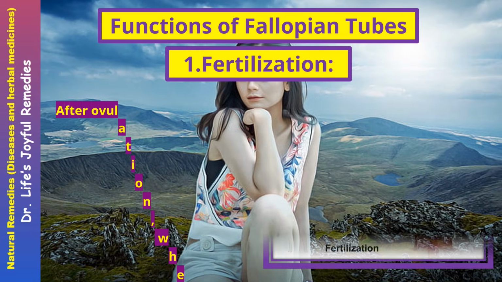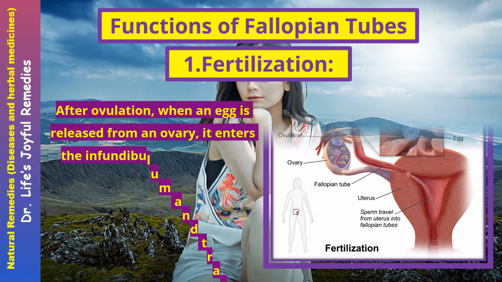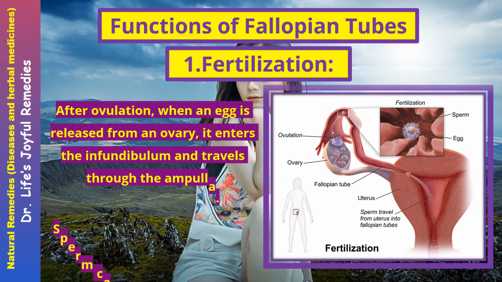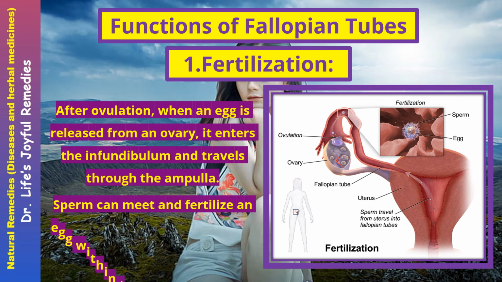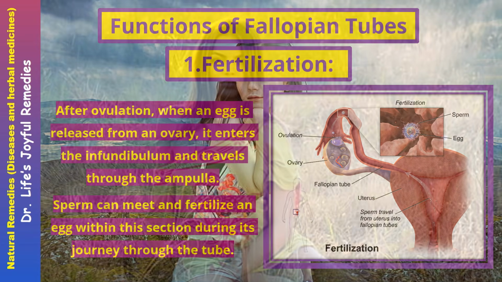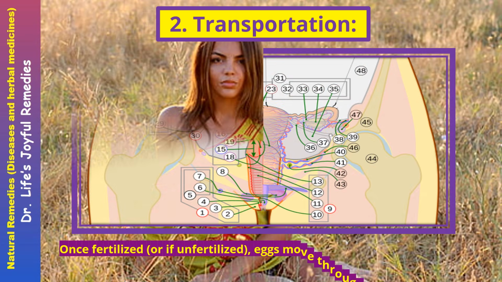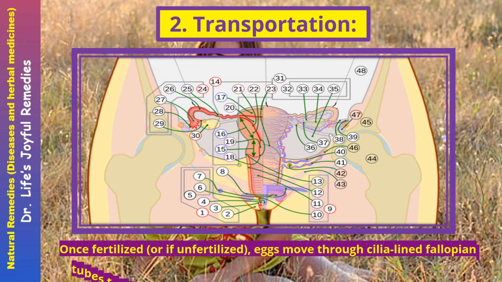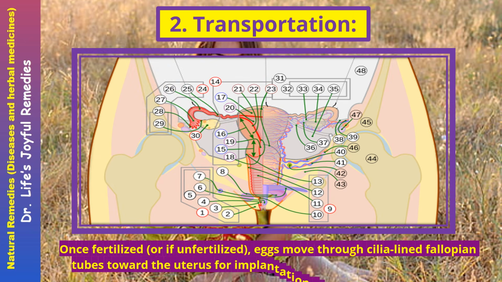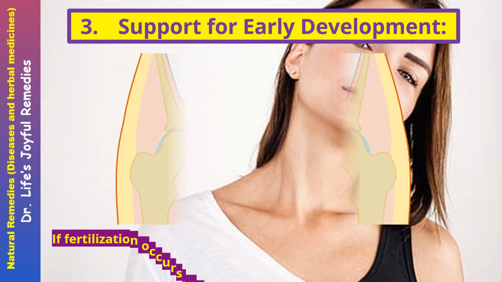Functions of the fallopian tubes. 1. Fertilization. After ovulation, when an egg is released from an ovary, it enters the infundibulum and travels through the ampulla. Sperm can meet and fertilize an egg within this section during its journey through the tube. 2. Transportation. Once fertilized, or if unfertilized, eggs move through cilia-lined fallopian tubes toward the uterus for implantation or eventual menstruation. 3. Support for early development.